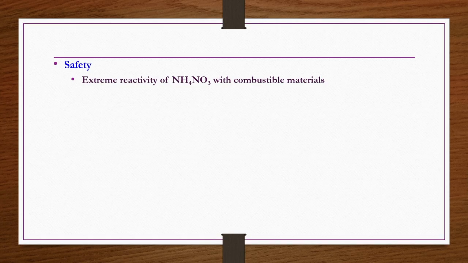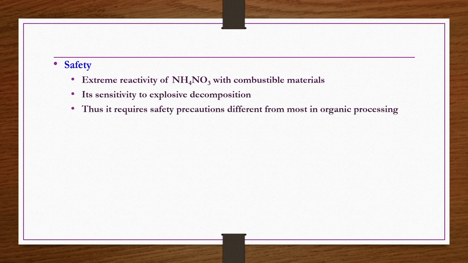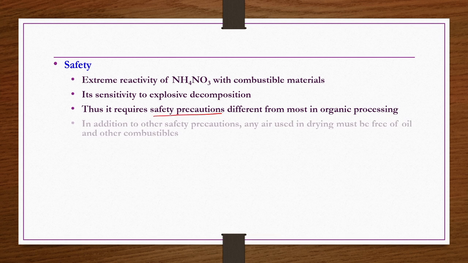Next is safety. As we have already discussed, ammonium nitrate is highly explosive, so not only during production, but during the storage as well as the transportation stages also, one should be careful because of the explosive nature of ammonium nitrate. It is extremely reactive with combustible materials, so it's sensitive to explosive decomposition. Thus it requires safety precautions different from most other organic processes. In addition to other safety precautions, air used in drying must be free of oil and other combustibles. This is what I already mentioned.